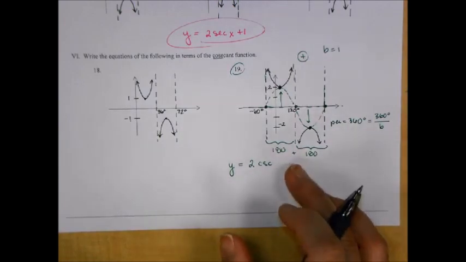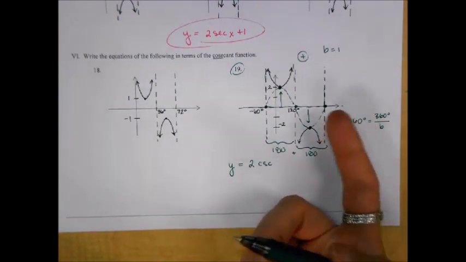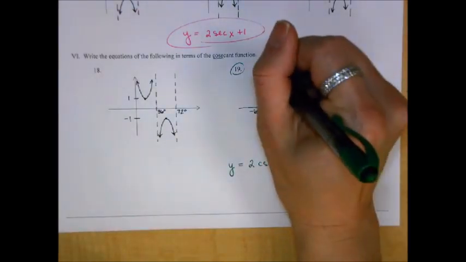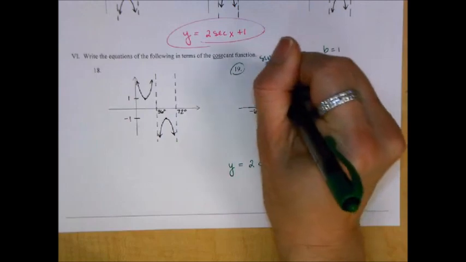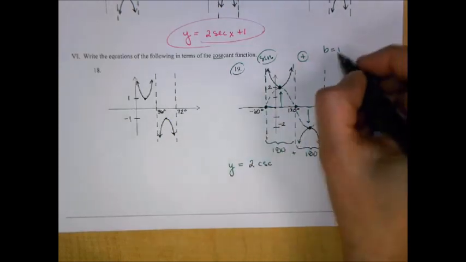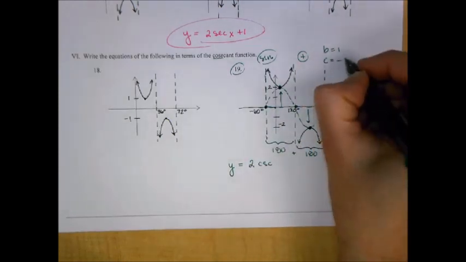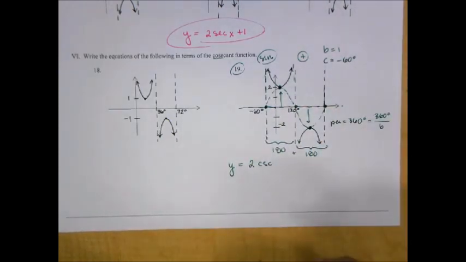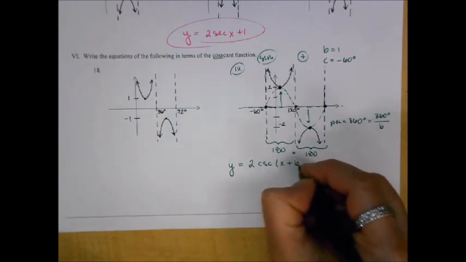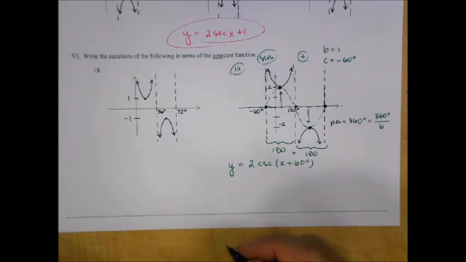If we were basing this on the graph of sine, sine likes to start on the origin, but that first point has been translated 60 degrees to the left. So c is negative 60. So we have x minus negative 60 degrees. And then it's not been translated up or down at all. So this will finish off our equation.